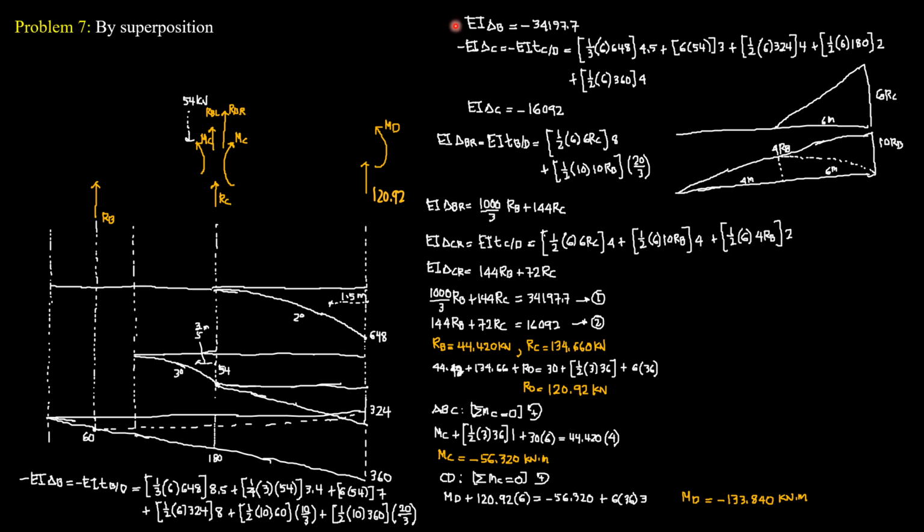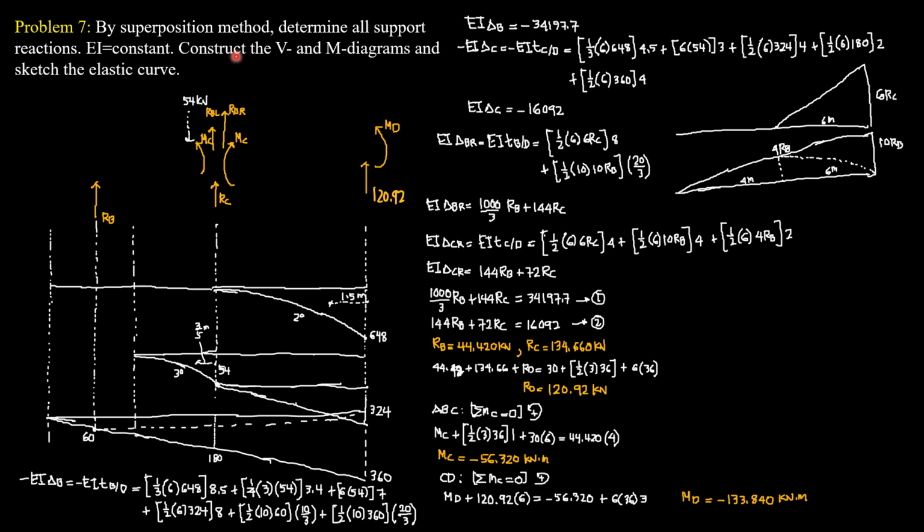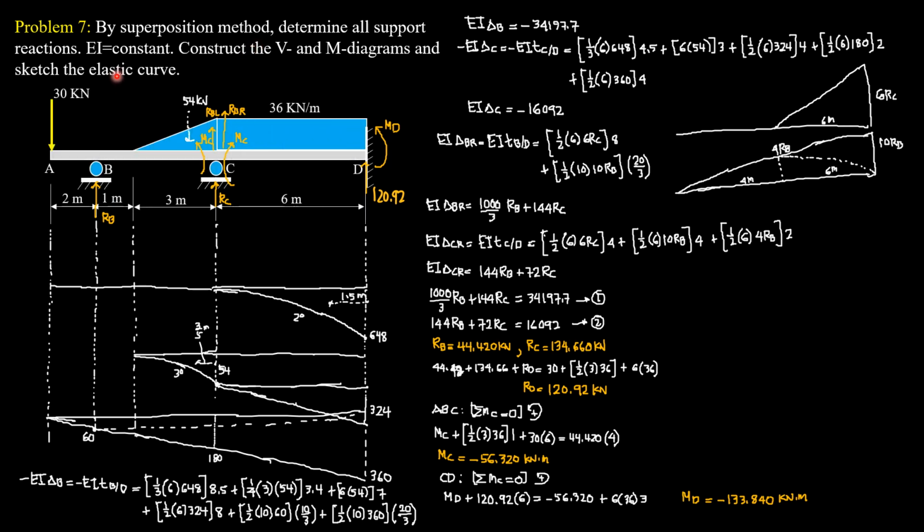Students, here is a problem on indeterminate beams solved by the superposition method, particularly the application of the area moment diagram. By superposition method, determine all support reactions. EI is constant. Construct the shear force and bending moment diagrams and sketch the elastic curve.